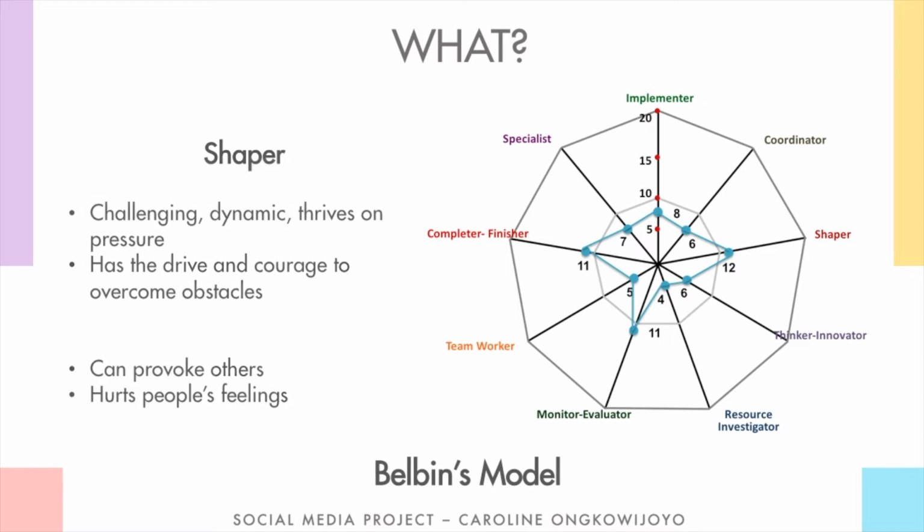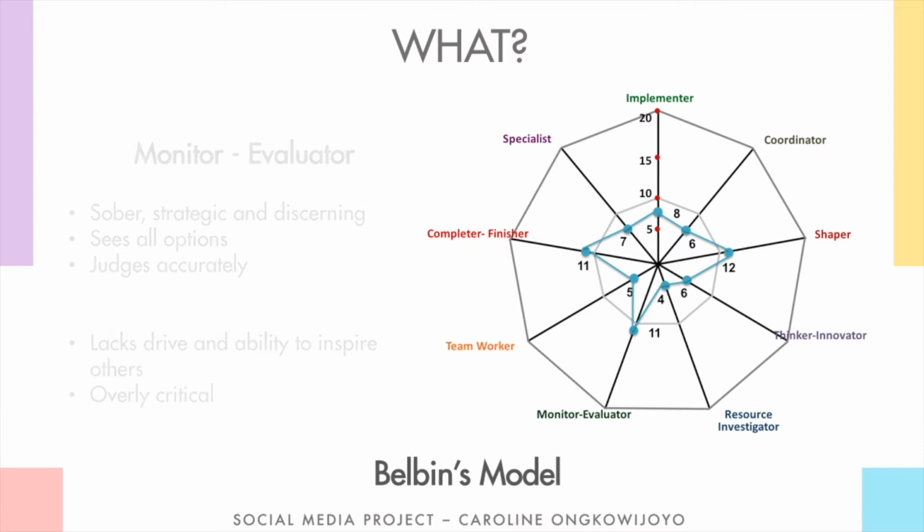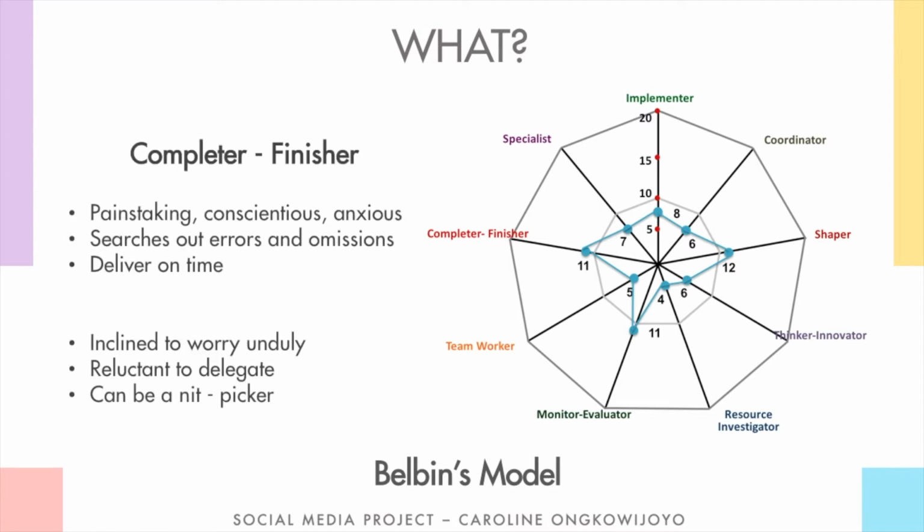The second highest results are Monitor Evaluator and Completer Finisher. As a Monitor Evaluator, I am usually strategic and able to see all options possible. I also tend to judge accurately. However, I might lack the drive and ability to inspire others, and I can be overly critical. As a Completer Finisher, I tend to be anxious and often search for errors. I also try my best to deliver on time. However, this means I can be inclined to worry about nothing and be too perfectionist.